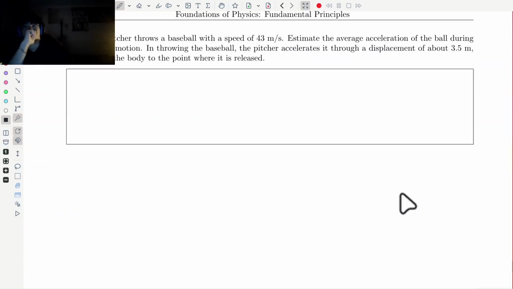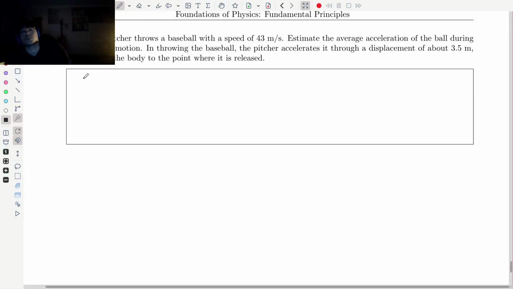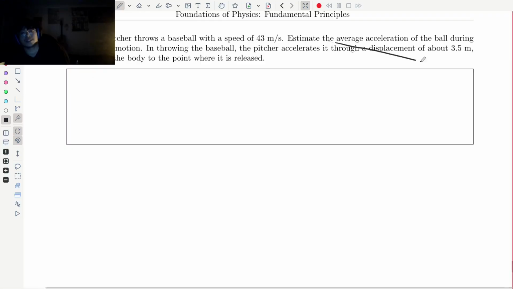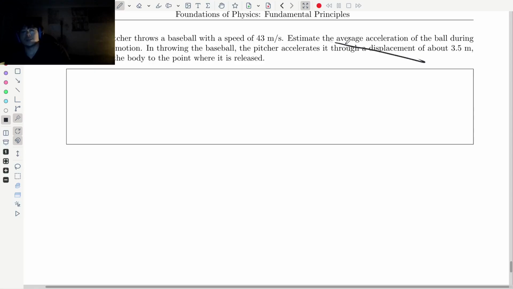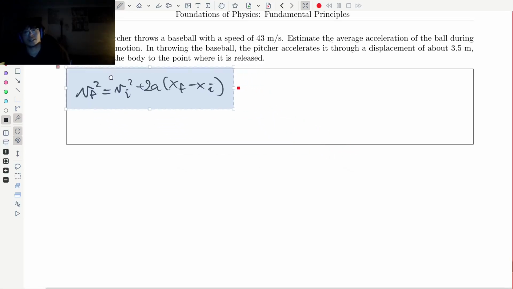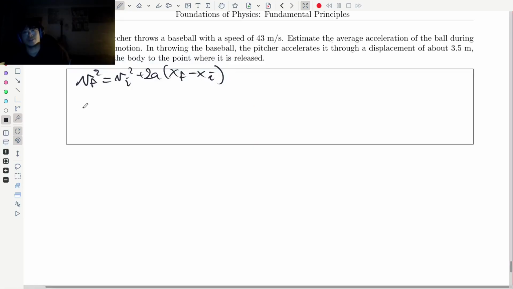Now, a baseball pitcher throws a baseball with a speed of 43 meters per second. Estimate the average acceleration of the ball during the throwing motion. Okay, so we have that. I think it's the exact same thing. Estimate the average acceleration. So we're going to use the same equation as before, this one here, and we're going to make the same assumptions that this ball is starting from the origin, meaning vi is equal to 0, and xi is equal to 0.